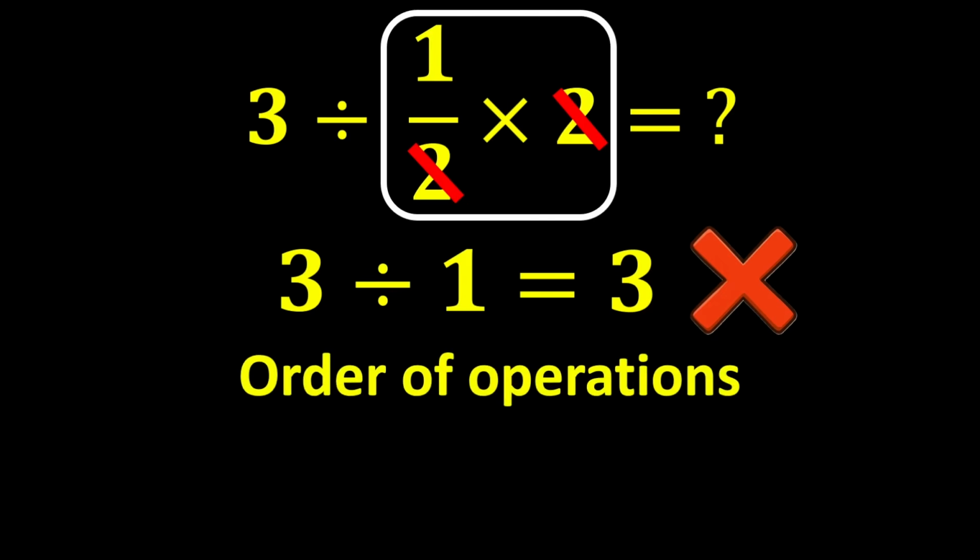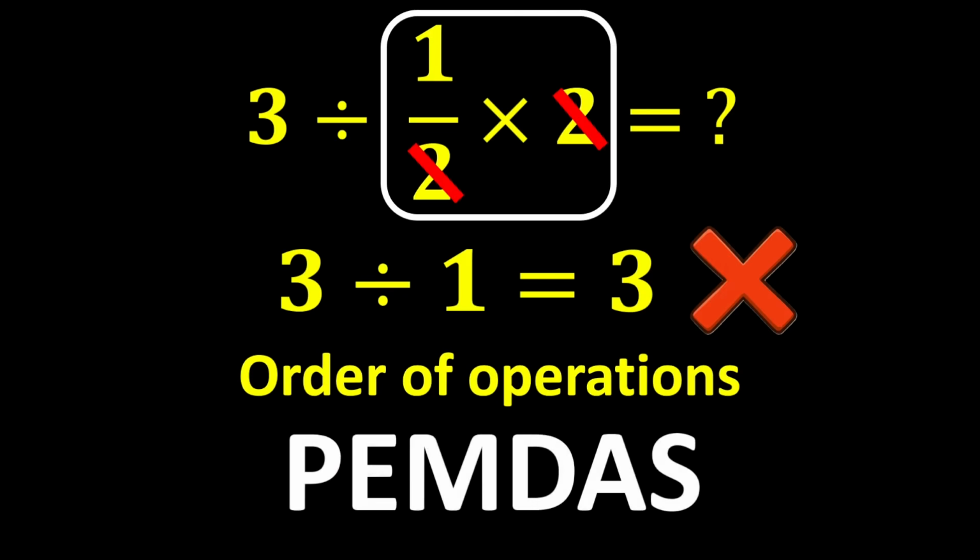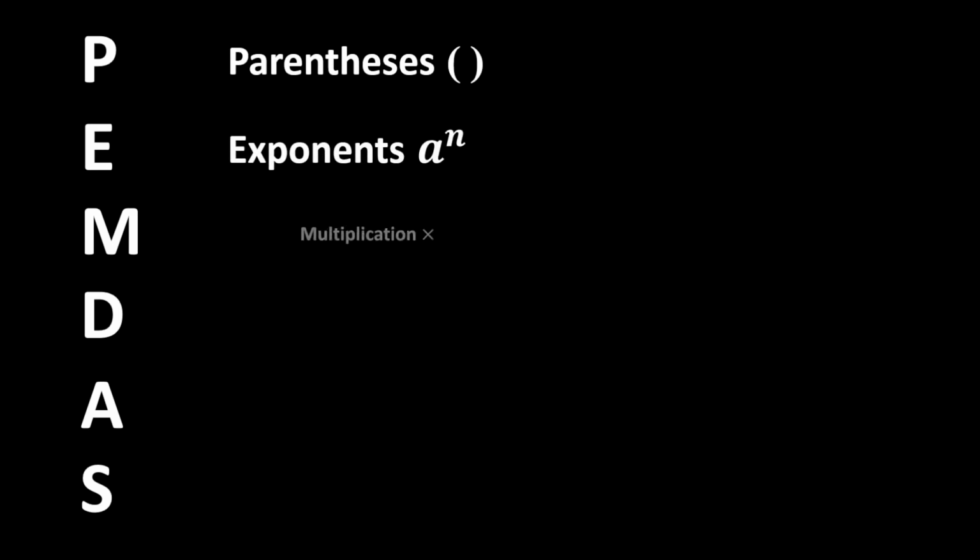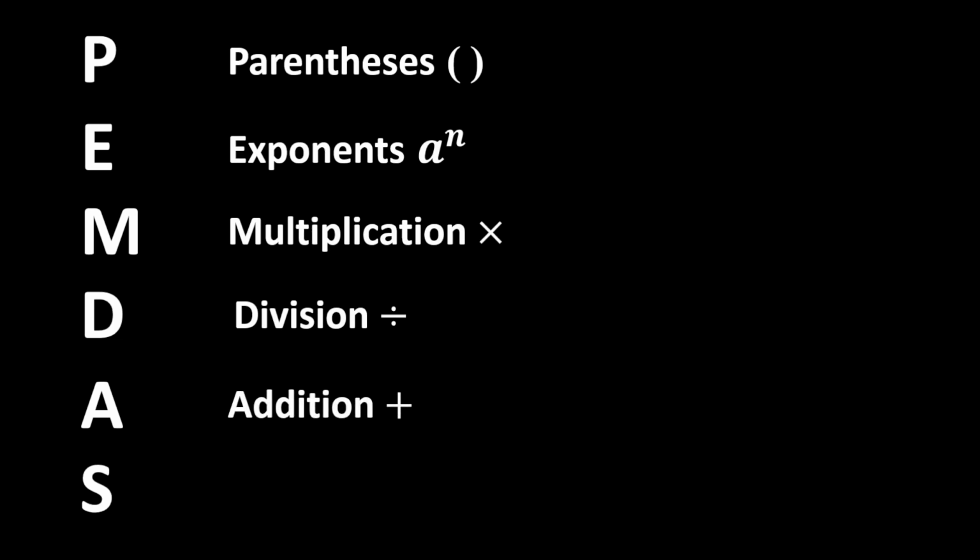the order of operations. The order of operations is commonly known by the acronym PEMDAS. In PEMDAS, P stands for parentheses, E stands for exponents, M stands for multiplication, D stands for division, A stands for addition, and S stands for subtraction.